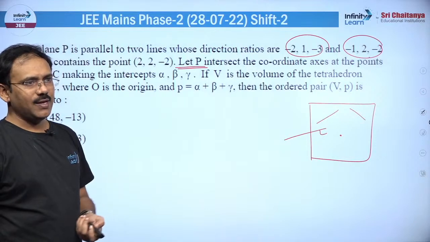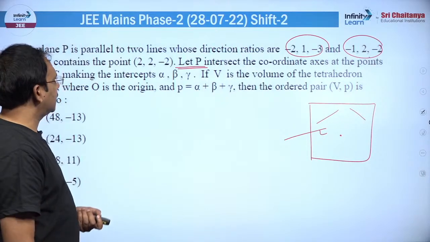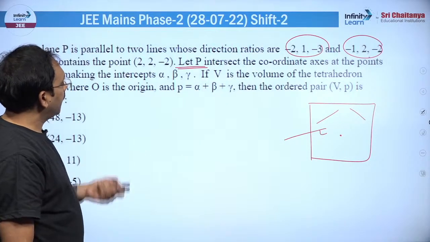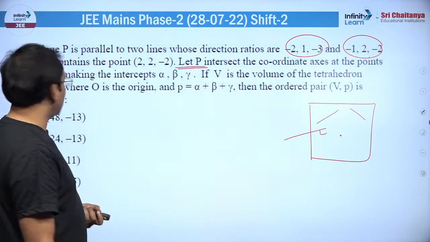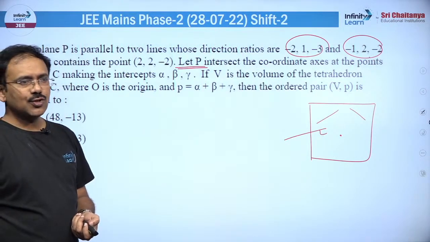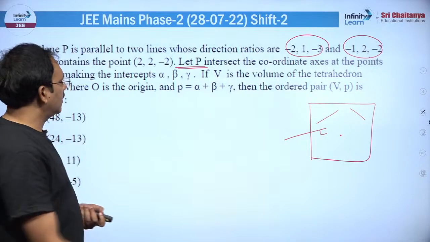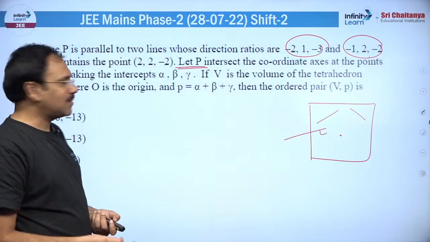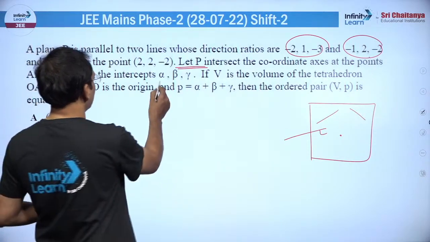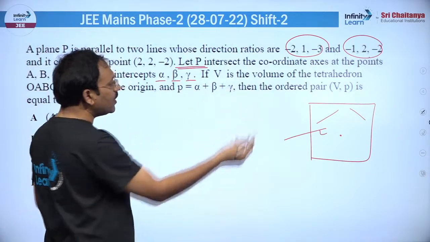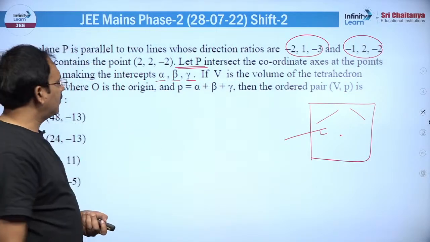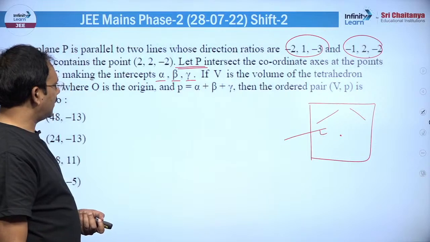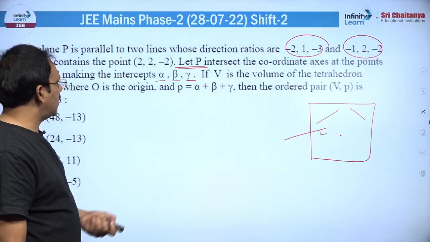Once you find the plane equation, then P intersects the coordinate axes at the points A, B, C. So you can find the x-intercept, y-intercept, z-intercept of this, so that you can find alpha, beta, gamma. V is the volume of the tetrahedron OABC, right. That means O is anyhow the origin.